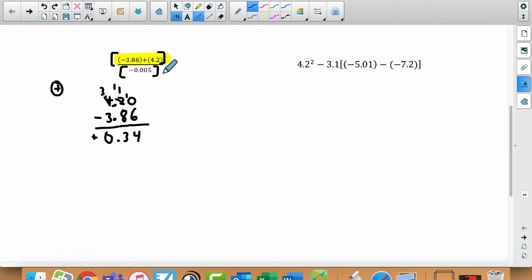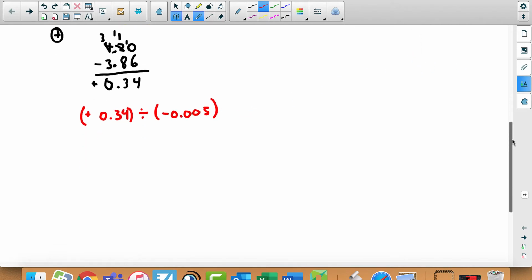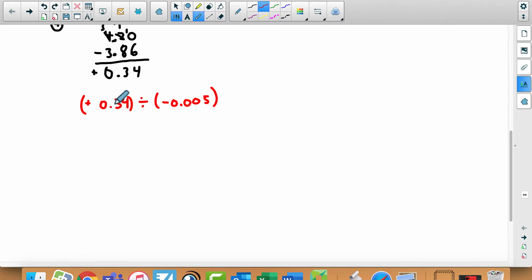So now what we have to do is take that positive 0.34 and divide it by negative 0.005. Okay, how do we do this? Well, first, is our answer going to be positive or negative? When you divide a positive by a negative, you get a negative. Remember, if you only have one negative, it's going to be negative. So we know our answer is negative.